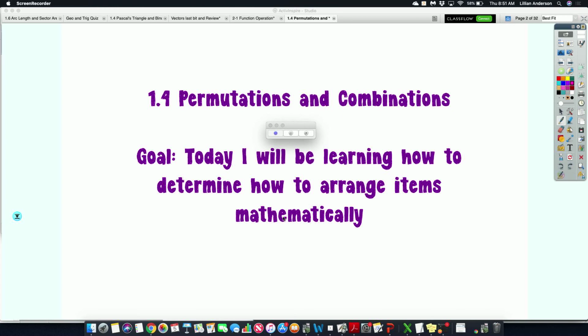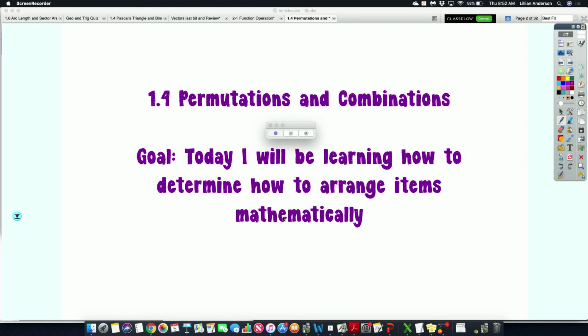About permutations and combinations. You are going to be learning how to determine how to arrange items mathematically. Okay? How many different ways are there to select three activities in a particular order? Or how many ways can you select 3 days out of the week? Okay? That's what we're going to be looking at.